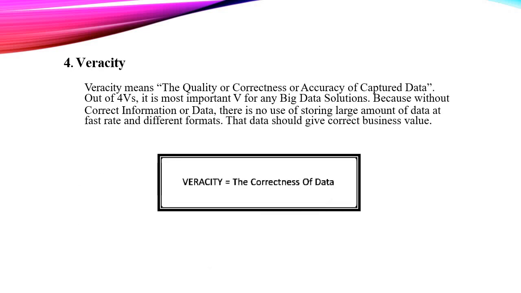Veracity. Veracity means the quality, correctness, or accuracy of captured data. Whatever data we are capturing or acquiring has to be correct. Out of the 4 V's, we have seen volume, velocity and variety. This V is the most important for big data solutions, because the data collected should be correct and accurate. The data should give correct business value. That is called veracity.